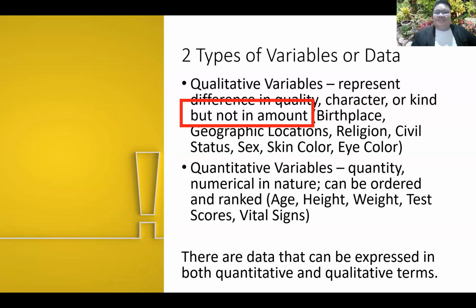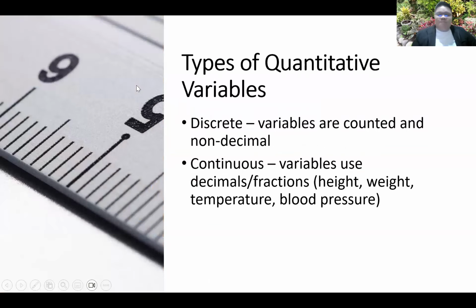And take note that there are data that can be expressed in both quantitative and qualitative terms. Okay? Now, when I talk about quantitative variables, your quantitative variables could be further divided into two. That two division of your quantitative variable is your discrete and then your continuous. Okay? Discrete and then continuous.